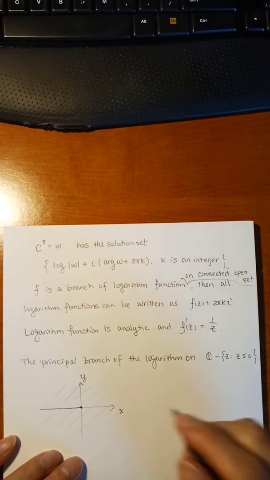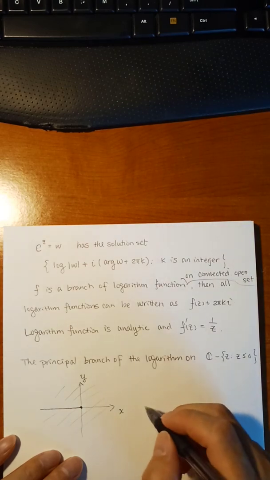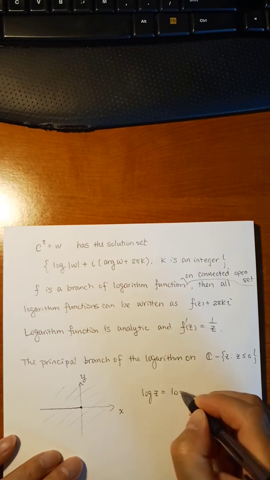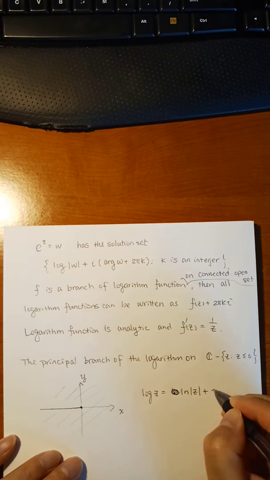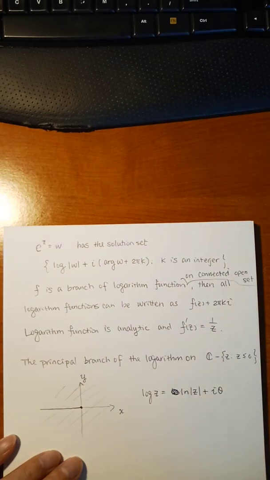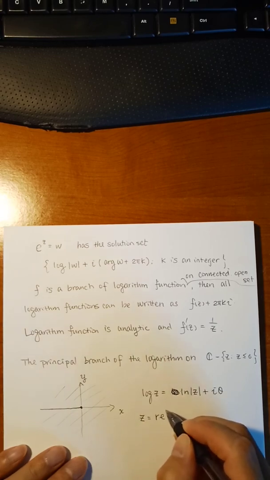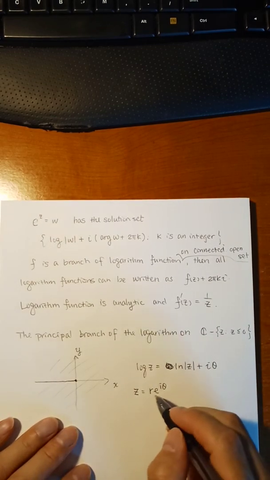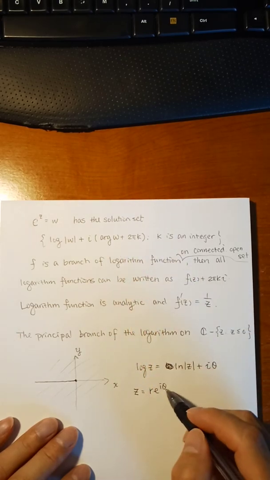And we define Log z to be ln, the natural log, of the absolute value of z plus i theta. What is theta? If we have the polar representation of complex numbers, z is r e to the i theta. This theta is the argument of z.